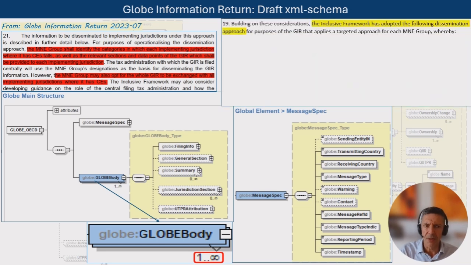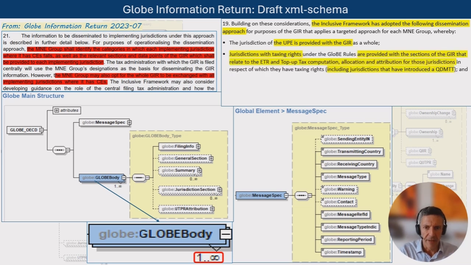And just as a reminder, if we go back to paragraph 19, it says how the information is disseminated. It's by no means clear yet, right? But it says the Inclusive Framework has adopted the following dissemination approach. The jurisdiction of the UPE is provided the GIR as a whole. That makes sense. Now we get to some more vague rules. Jurisdictions with taxing rights are provided with sections of the GIR that relate to the effective tax rate and the top-up tax allocation and attribution for those jurisdictions, including jurisdictions that have introduced a QDMTT. Now, this can mean two things. Either if you've got a QDMTT, you should get this information as well.